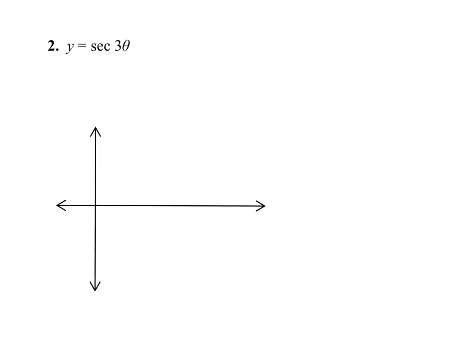Okay, so for number 2, we have a secant graph, which is similar to a cosine graph. Well, I shouldn't say similar. It follows a cosine graph. Alright, so first thing I'm going to write is the period. Notice the b value is 3. So we're going to take 360 and divide by 3. So that's 120 degrees. So I'm going to put that on the x-axis. And I'm going to cut it into 4. 120 divided by 4 is 30.